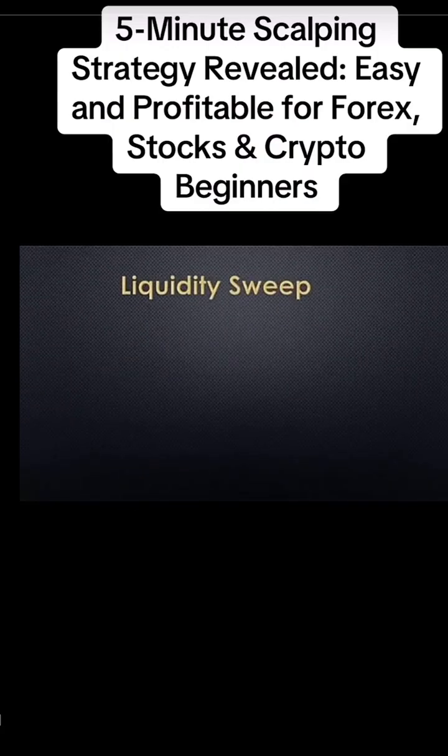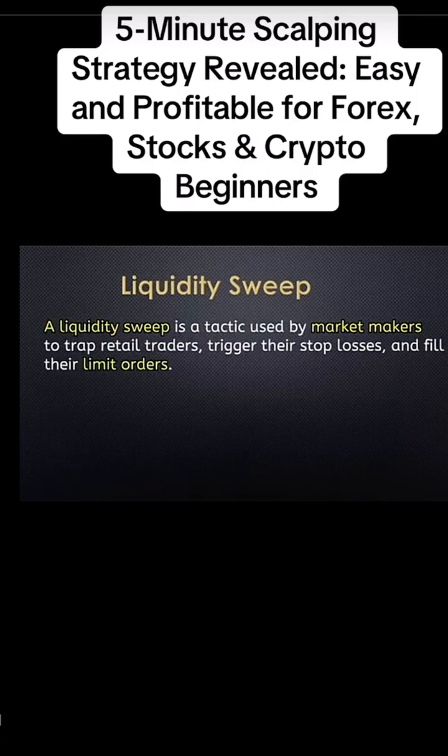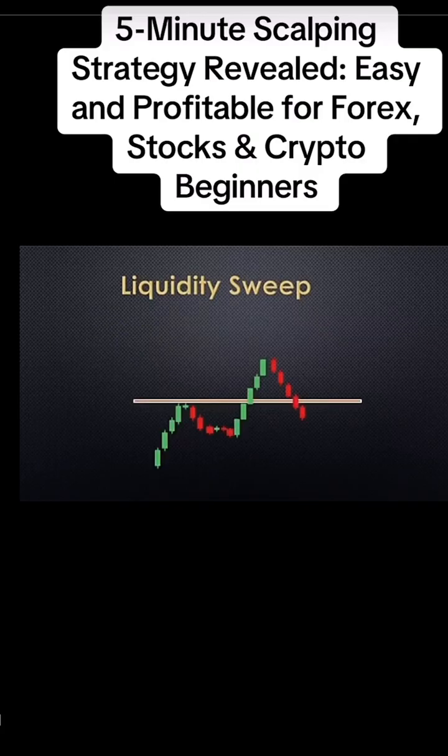Waiting for what I call the second confirmation, the liquidity sweep. Let me break it down for you. A liquidity sweep is a tactic used by market makers to trap retail traders, trigger their stop losses, and fill their limit orders. Here's how it works. The market moves up and breaks a resistance level, then pulls back to retest that same level, which has now turned into support. This level becomes a liquidity area, holding lots of stop losses and pending limit orders.